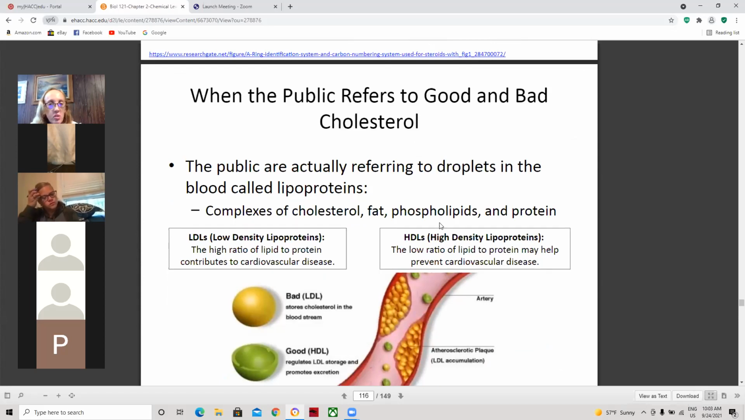When the public refers to good and bad cholesterol, they're actually referring to droplets in the blood called lipoproteins. You think lipo, part of a lipid attached to a protein. So these are complexes of cholesterol, fat, phospholipids and proteins. Low density lipoproteins have a high ratio of lipid to protein, so more lipid than protein. And they contribute to cardiovascular disease because they store cholesterol in the bloodstream.